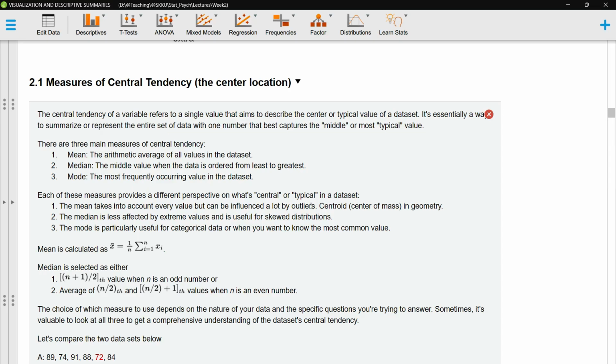The mean is also a centroid in geometry. The centroid means the center of mass. So if we have an extremely large or extremely small value in our data set, it affects the location of the center of mass a lot.